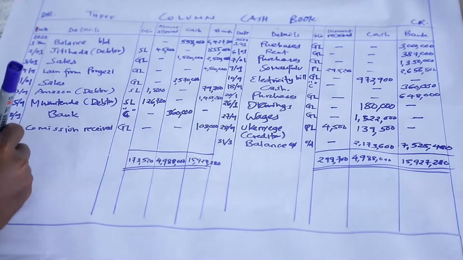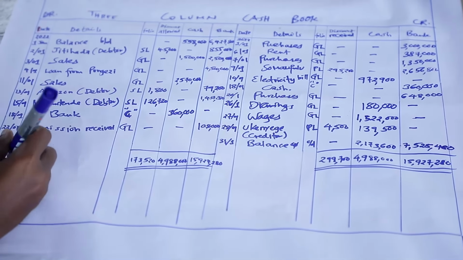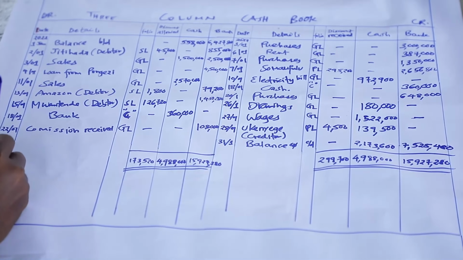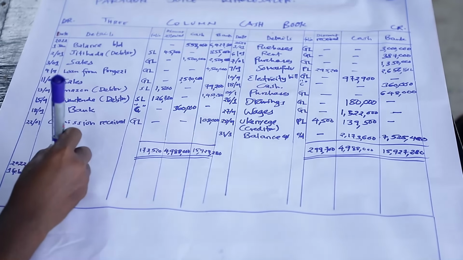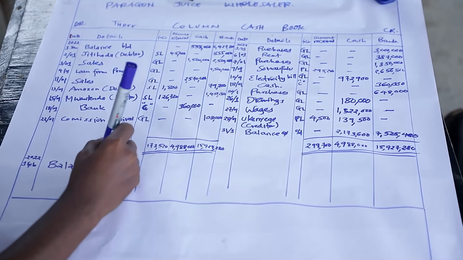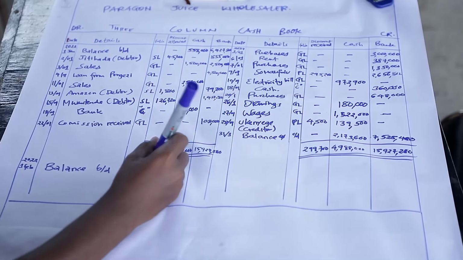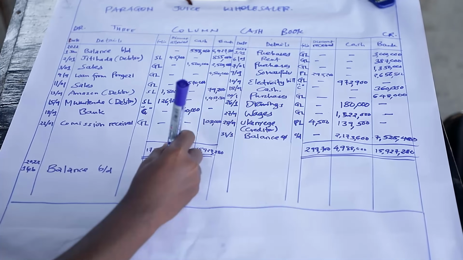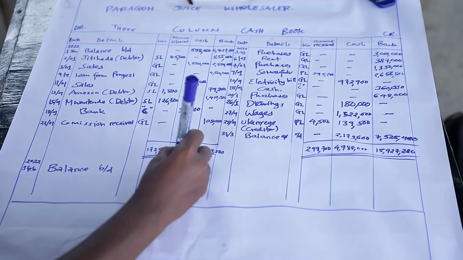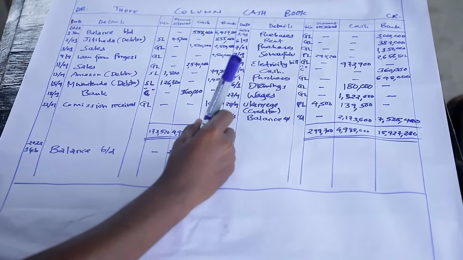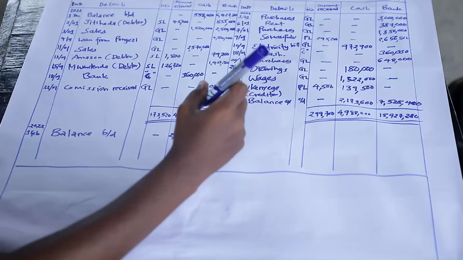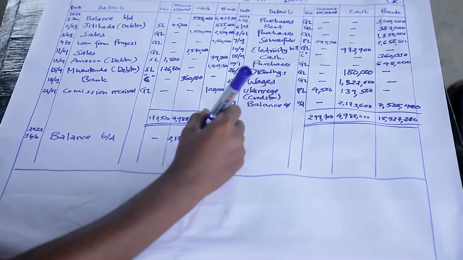So tukienda kwenye next month, so 1st February 2022, balance down here, there no any balance. Hapo tutakuwa na balance ya 2,173,600 na have a balance of 7.